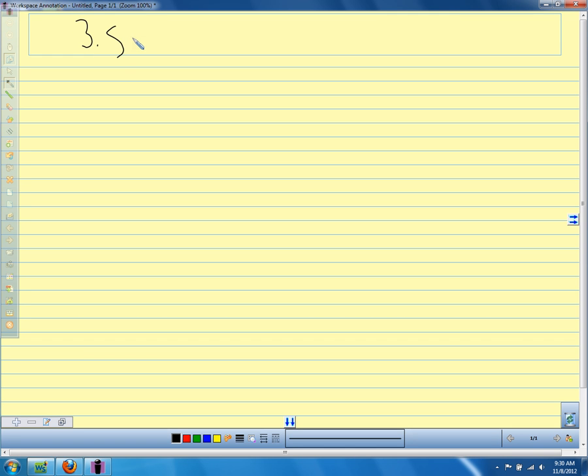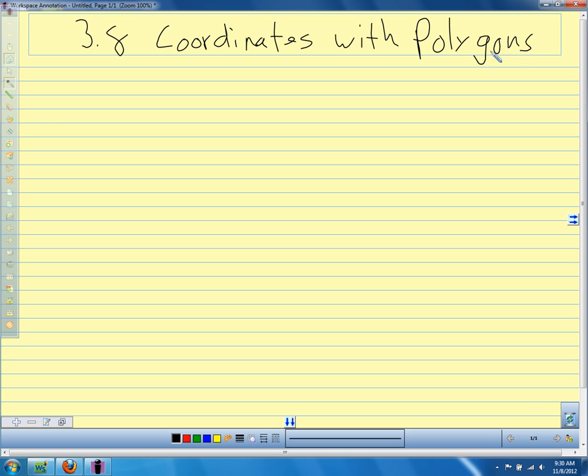So we're in section 3.8, and we're using coordinates with polygons. And what I mean by coordinates is we're graphing points. So we have a graph of a polygon, and we want to figure out what kind it is. We have some points, and we want to figure out what we know about the segment that goes between those points. We're using x and y points, and we're graphing those points and figuring things out about them.